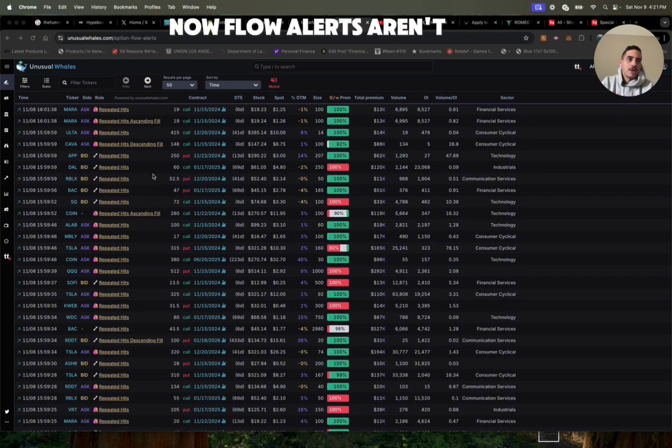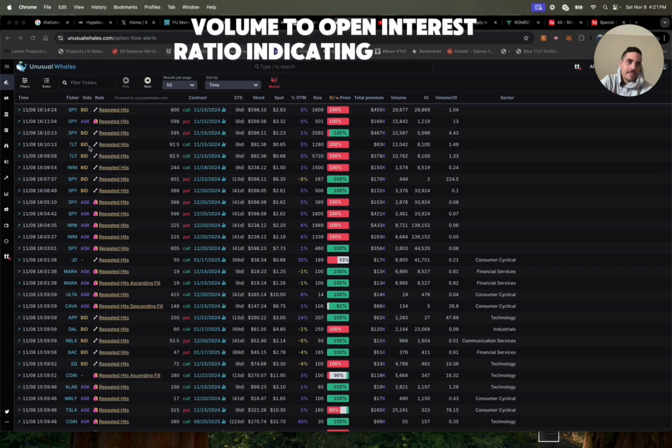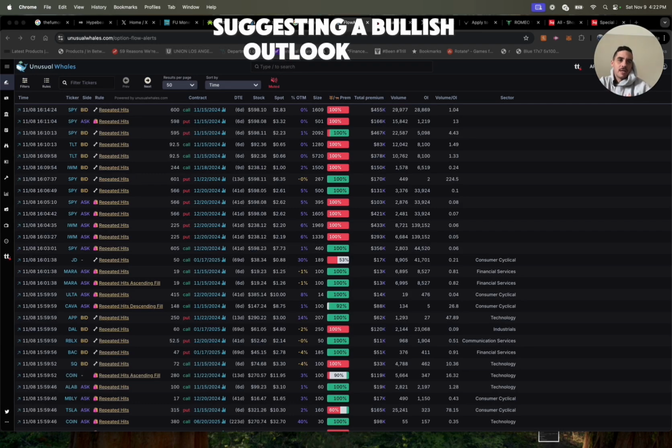Now, flow alerts aren't just for major indexes. We can also see them for individual stocks. Let's take a look at TLT and MARA, for example. If we look at TLT here, we have a 92.5 call with an expiration of 11/15, and this alert shows a bid at 124. Volume to open interest ratio indicating fresh buys. The premium is 150K, suggesting a bullish outlook on TLT.